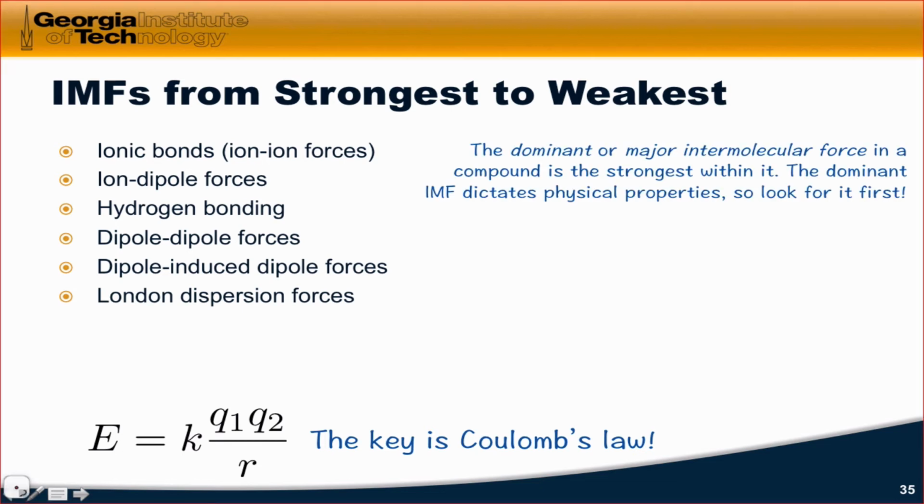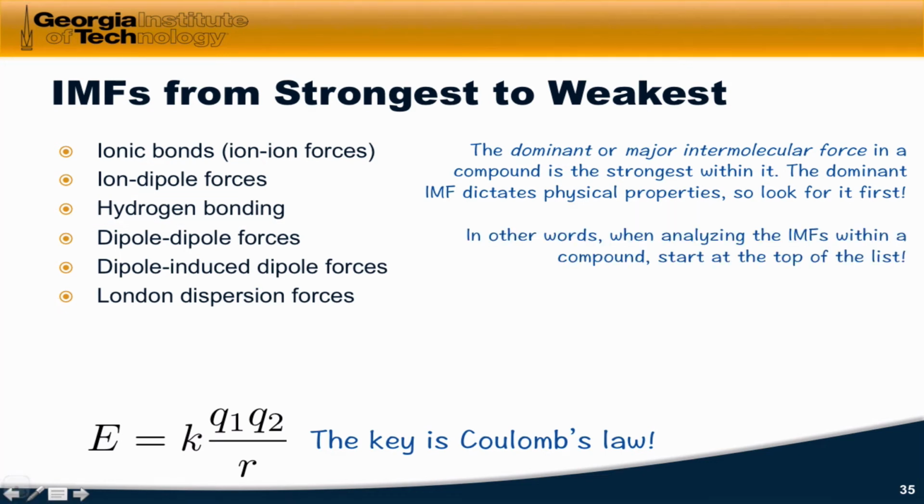What we call the dominant or the major intermolecular force in a compound is the strongest one within it, and this is the one that dictates physical properties of the compound, and so we want to look for it first. In other words, if we know, for example, that a compound engages in hydrogen bonding with itself, then the fact that it engages in London dispersion forces is essentially irrelevant because the dominant intermolecular force in that compound will be hydrogen bonding.